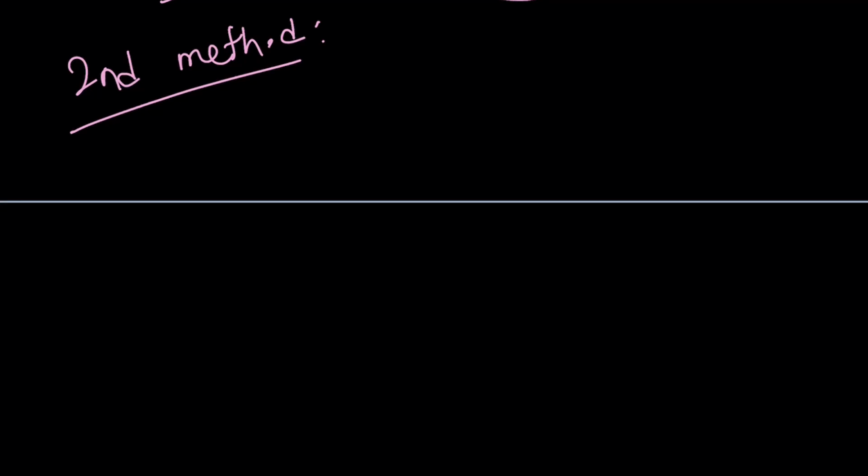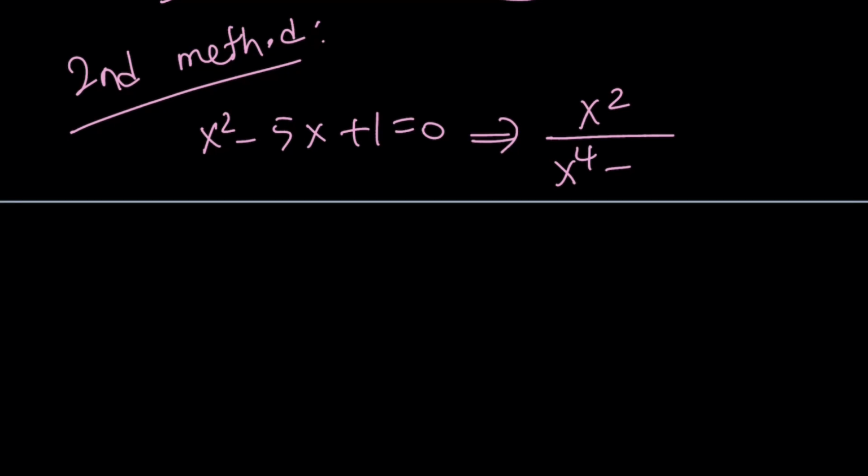So to remind you what the problem was, x squared minus 5x plus 1 equals 0. And we're supposed to evaluate x squared divided by x to the fourth plus 1 numerically. So the second method involves the following. I'm going to isolate x squared, write it as 5x minus 1. Since this is a polynomial, I can just evaluate higher powers by using this fact that x squared equals 5x minus 1.